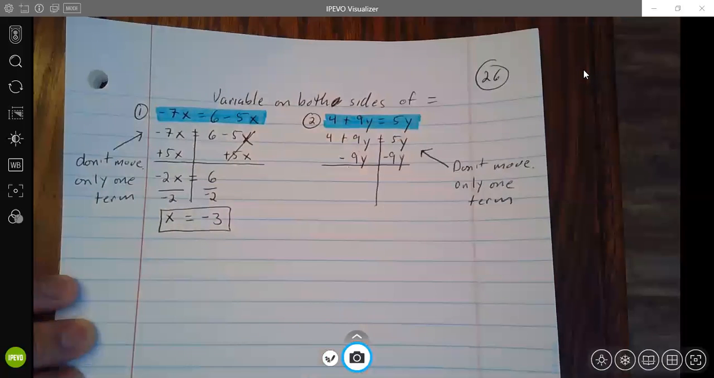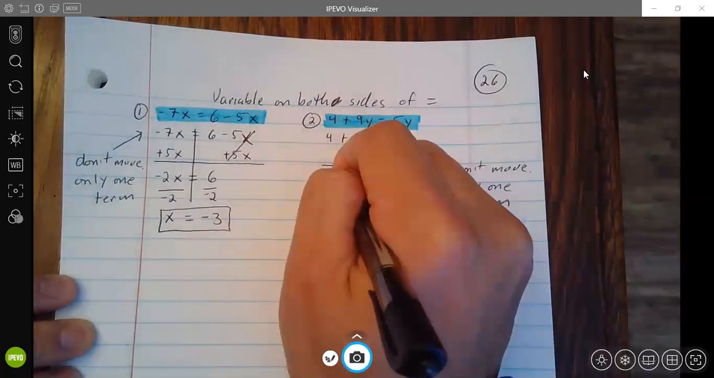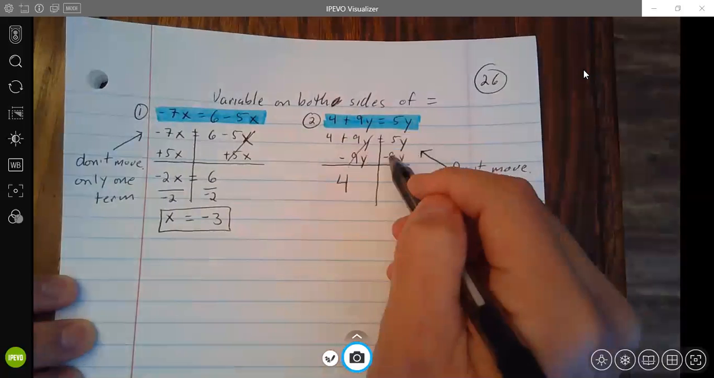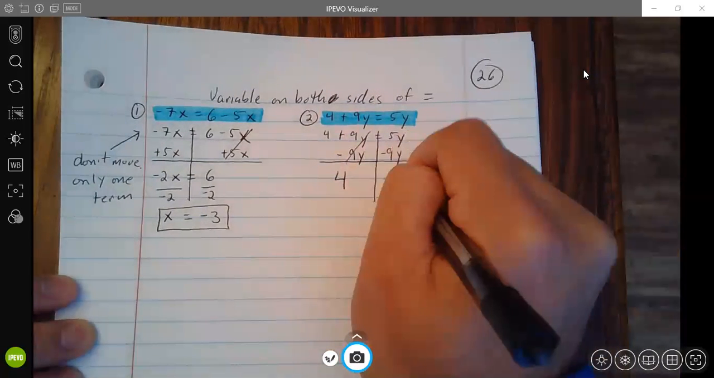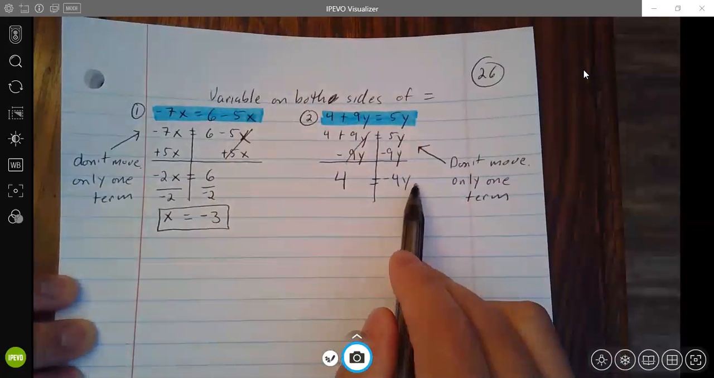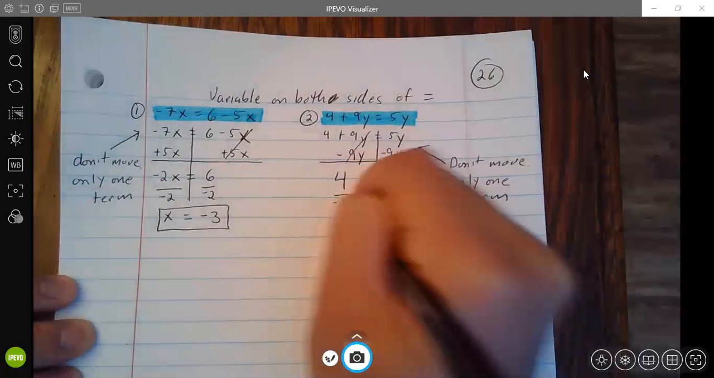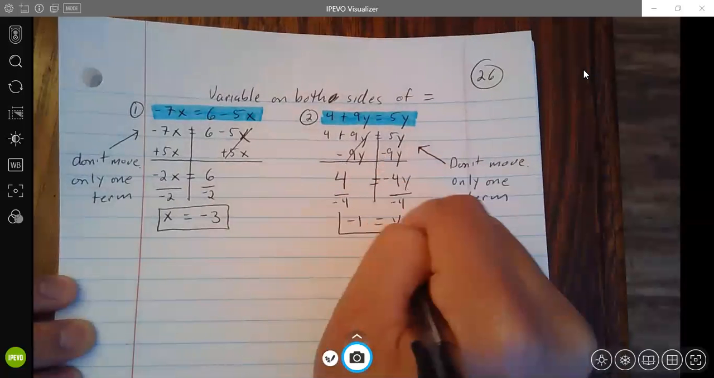All right, so 9 minus 9 for those y's. It's gone, so I just have a 4 left over. And then on this side, I have 5 minus 9. Okay, 5 minus 9 gives me a negative 4y. Okay, and then the last step, I got to get the y by itself. That says negative 4 times y. Opposite of times is divide. Divide by that negative 4. So I get y equals 4 divided by negative 4 is negative 1. Okay, so y is a negative 1.